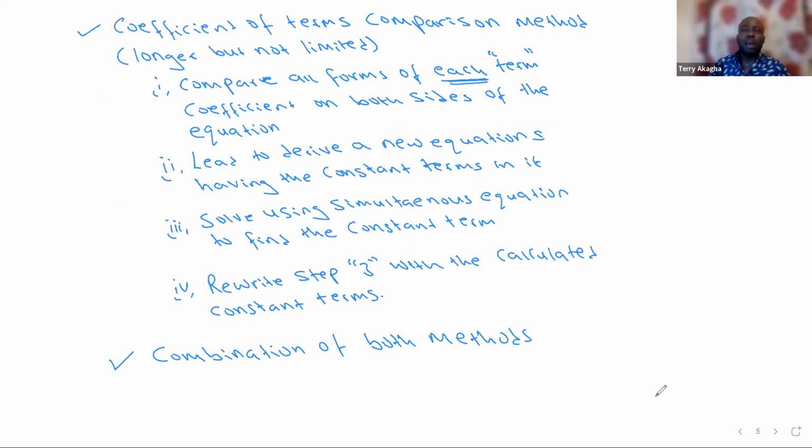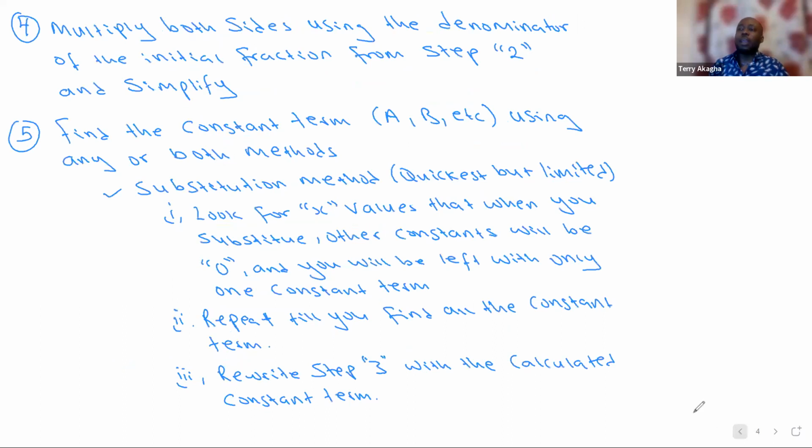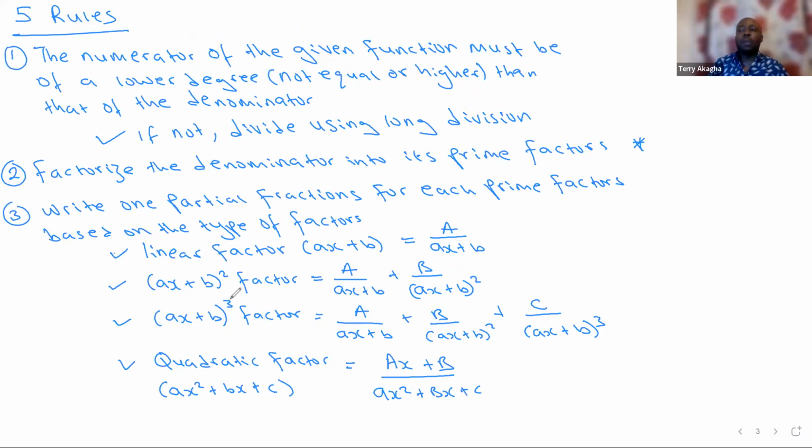Remember, I told you the substitution method is always the fastest. So I can use that first. Then when I'm stuck, I'll use the coefficient of terms method. All right. So that is that for this video. Next video, I'm going to start solving questions. I'm going to pick examples from the linear factor, the repeated linear factor, and the quadratic factor. And that will be the end of this series on partial fractions.